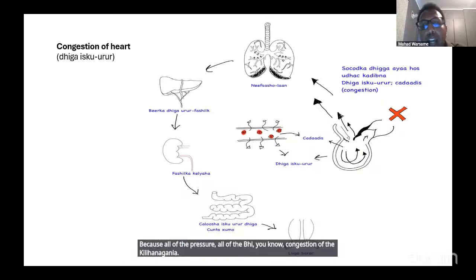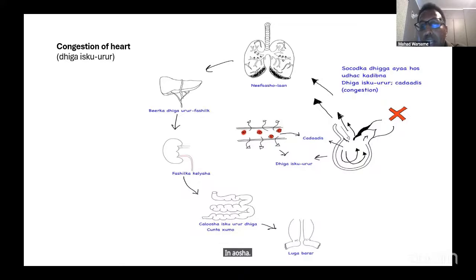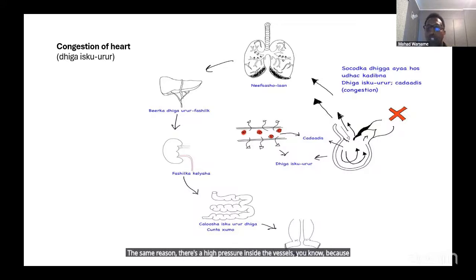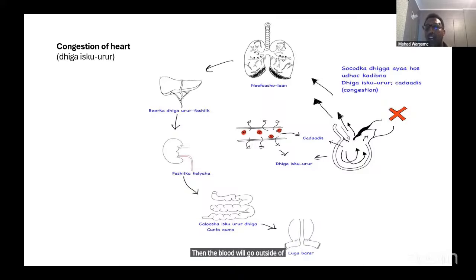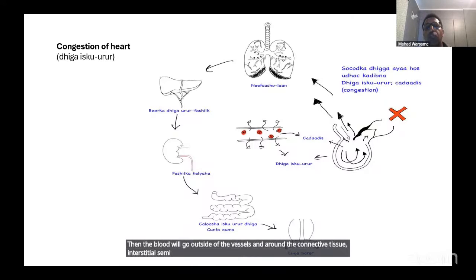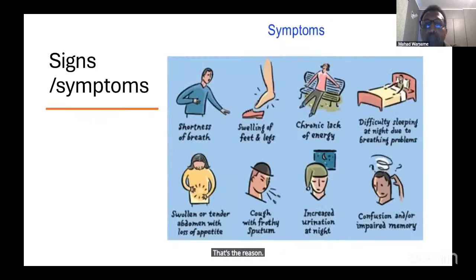Caloosha ayaa congestion gelaya, marka cunto xumid waa ku imanaysa, and lugahana way ku bararayaan. The same reason, there's a high pressure inside the vessels, because of the congestion, dhiigga isku ururay, then the blood will go outside of the vessels and around the connective tissue, interstitium ayuu ka buuxsamaya. Qofkaas markaas waxaa dareemaysa inuu kugu kordhay wasni badan. That's the reason you have these symptoms of heart failure.